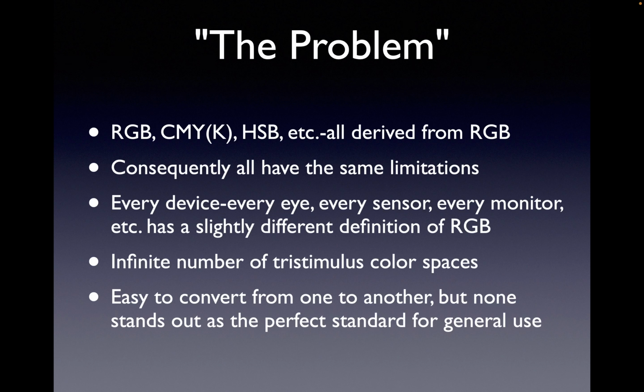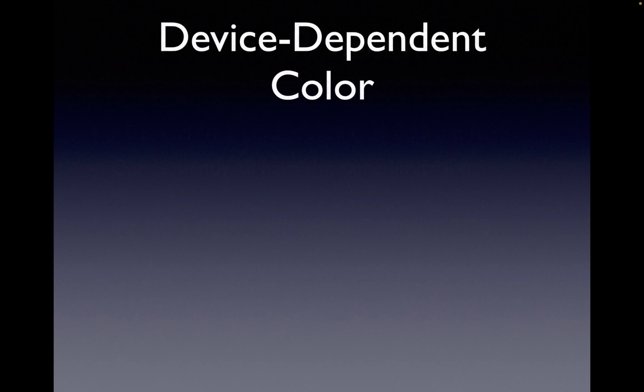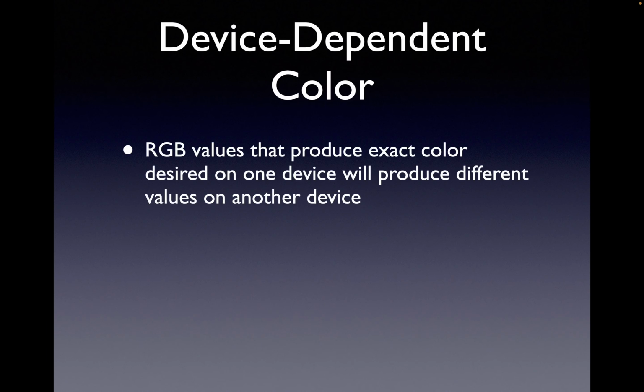We have got to get away from what we call ambiguous color. We need unambiguous color. So it's easy to convert from one of these to another, but there is no perfect way to do this. So device-dependent color. RGB values, this is the phrase of them all right here. RGB values that produce exact color desired on one device will produce a different value and a different color on another device.